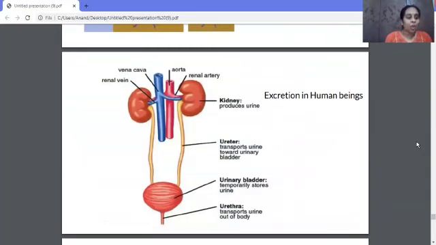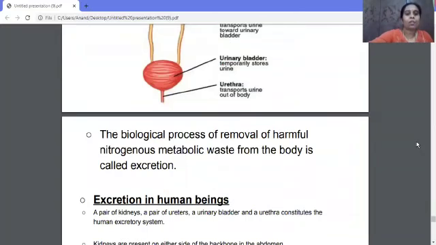The first thing you have to know, what is excretion? So here, one of the biological processes, the removal of harmful nitrogenous waste from the body, is called excretion. Even in the human body, other than the digestive waste, cell waste are also produced. Some of the metabolic waste are also produced. So those metabolic waste need to be thrown out or eliminated from the body. Otherwise, it will become toxic. So it has to be thrown out from the body.